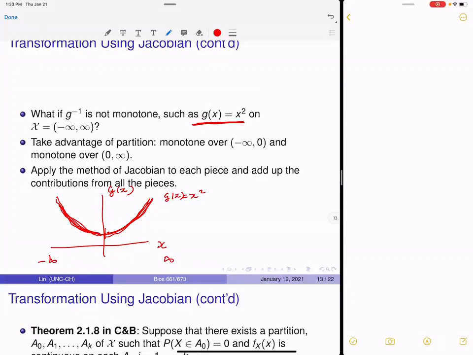If you have monotone increasing, you need some positive; monotone decreasing, you need some negative. So how do I work on a function transformation that is not monotone? Easy. You just break down your domain into partitions, which means for the domain x bigger than 0, monotone increasing, I follow one rule, and then monotone decreasing, I follow another rule.